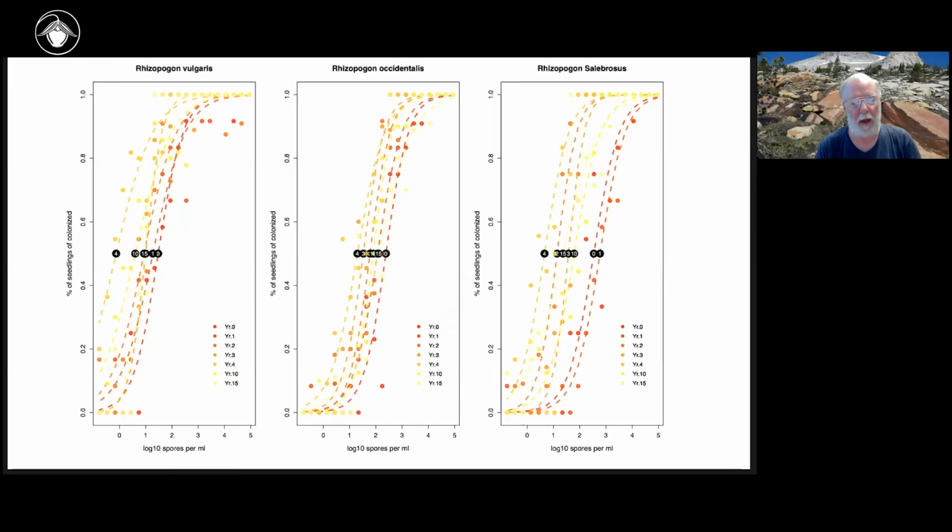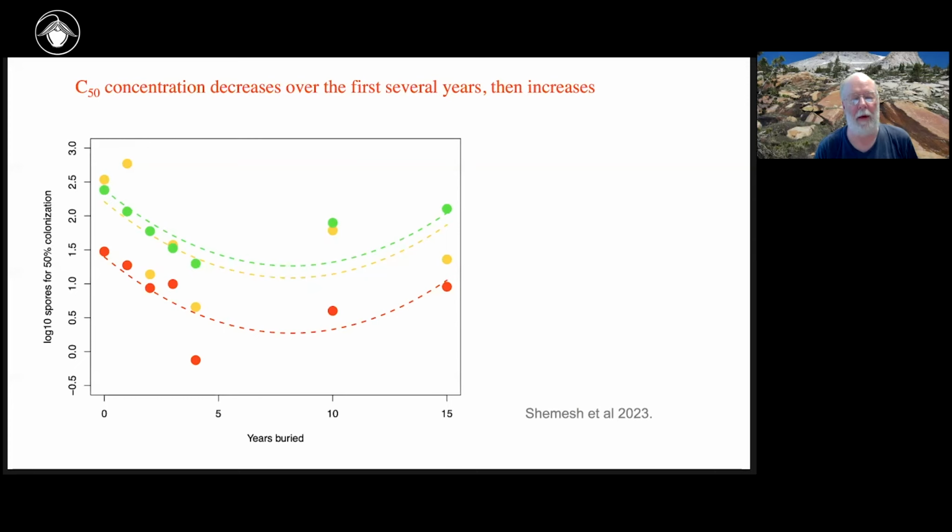And if you've got an eye for color, you can see there's some pattern in the coloration which corresponds with the years. But the easiest way is to look at those C50s. And when you do that, it looks like a loop. So what's going on is that for the first 4 years, it took fewer spores to colonize 50% of the seedlings than it did at year 0.